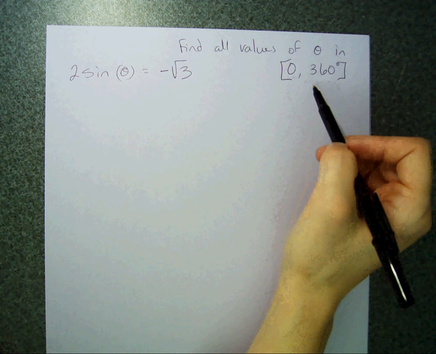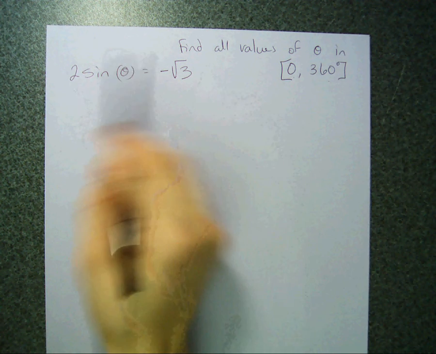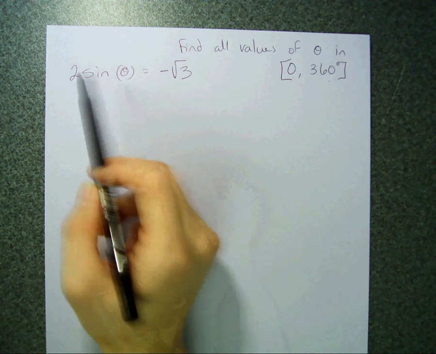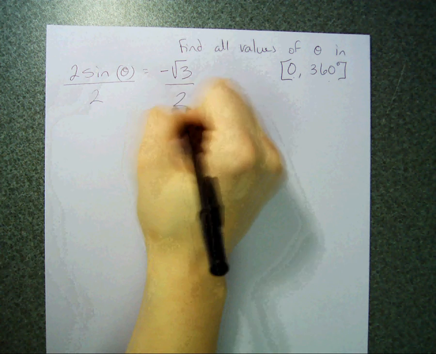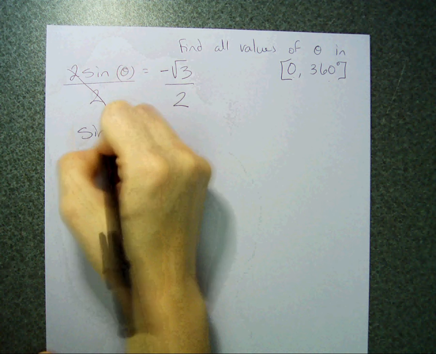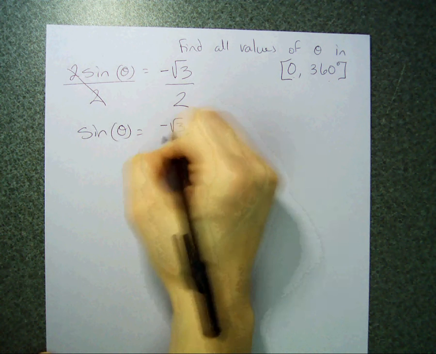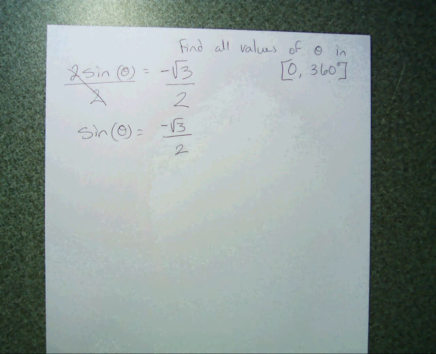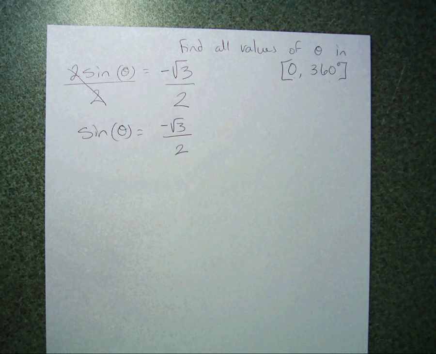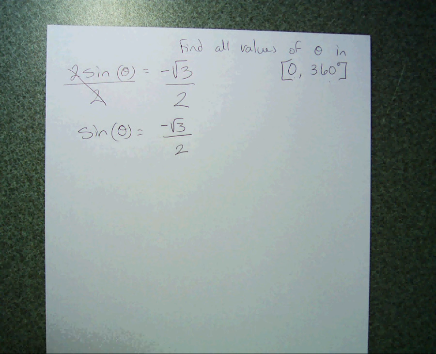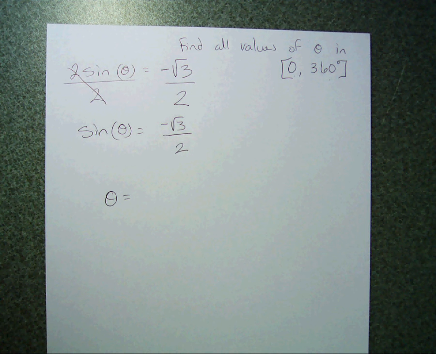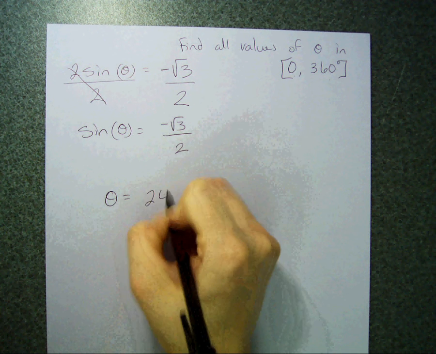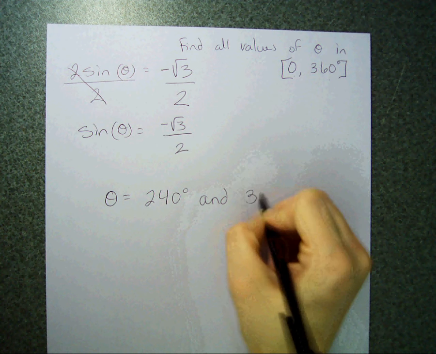So before I start doing anything, I need to get my trig function by itself. I have this 2 on the outside, so I need to get rid of it by dividing both sides by 2. So I get sine of theta is equal to negative square root of 3 over 2. My trig function is all by itself, so again, go to the unit circle, find where sine is equal to negative square root of 3 over 2, and I'll get theta is equal to 240 and 300. Just by looking at the unit circle.